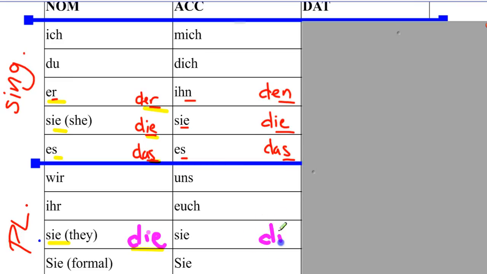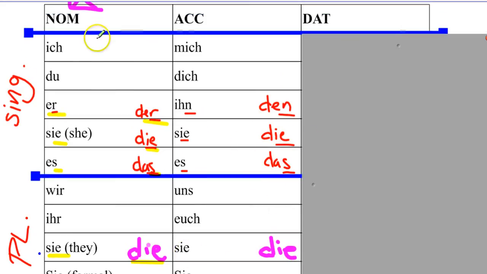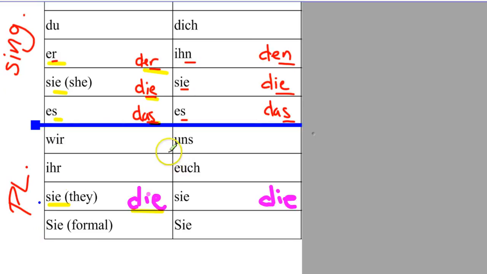Den, die, das, die. Because you are now replacing what would have been the man, the lady, the child, the books with a personal pronoun. So den, ihn, die, sie, das, es, die, sie. One more time. Ich, mich, du, dich, ihn, sie, es. Plural. Wir, uns, ihr, euch, sie, sie.